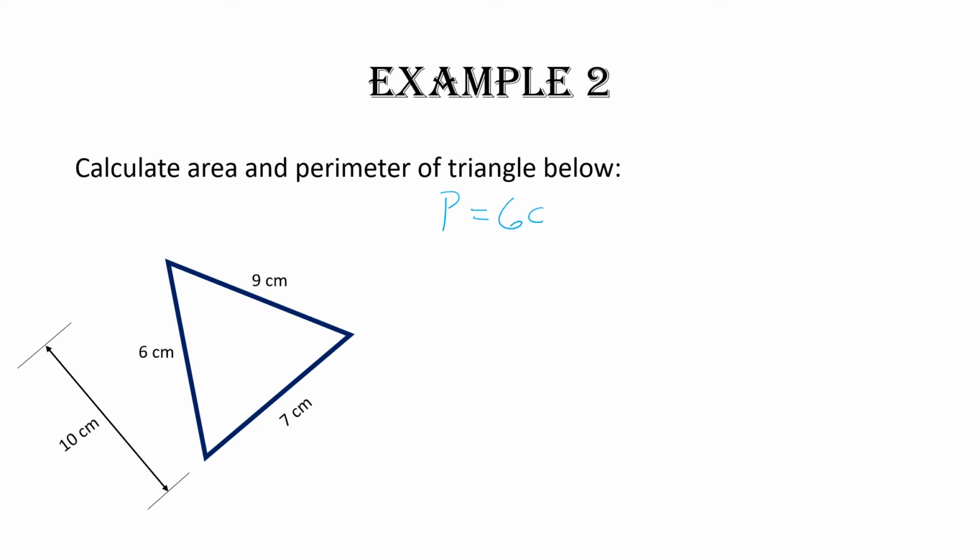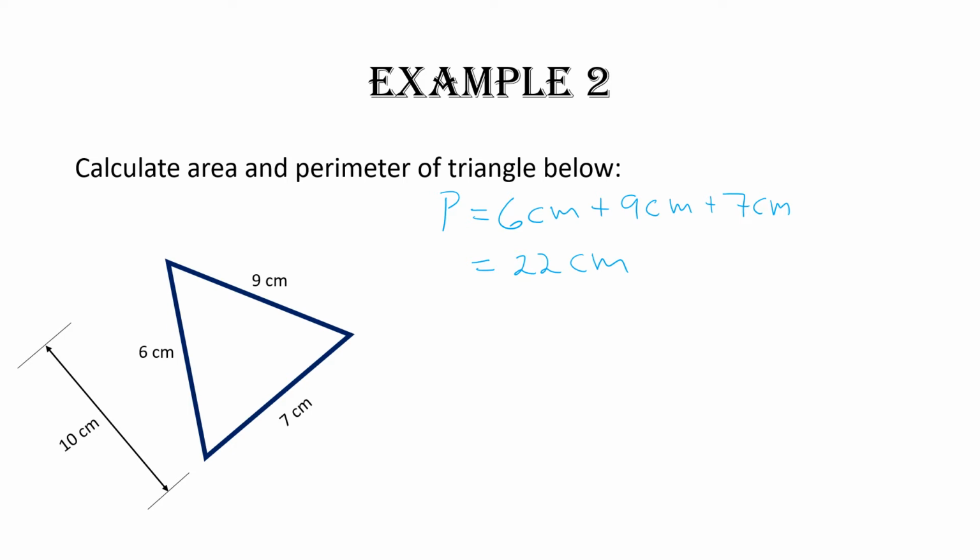So in this case, we have what? 6 centimeters plus 9 centimeters plus 7 centimeters. And if I add this, let's see what I get here. So 9 plus 6, that is 15, and 15 plus 7, that is 22. So 22 cm. And notice when we find any perimeter, we do not square the units because we simply add it.